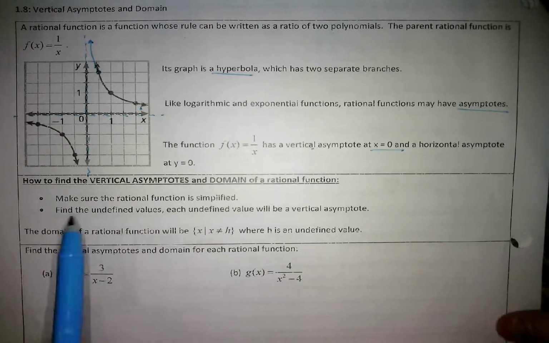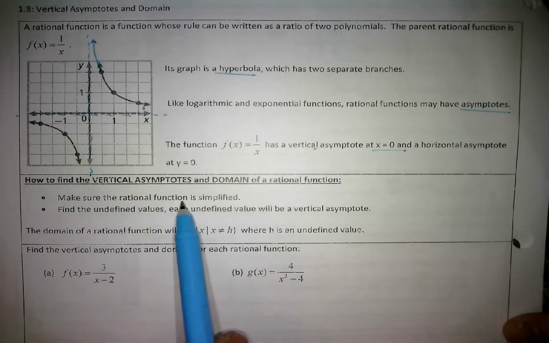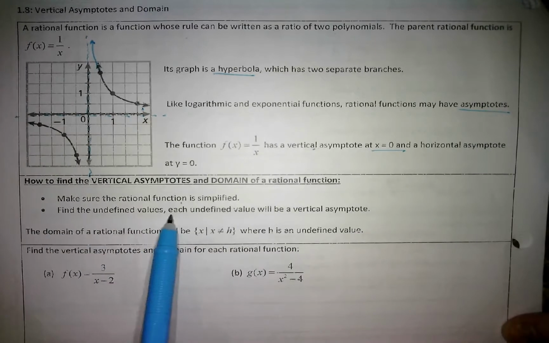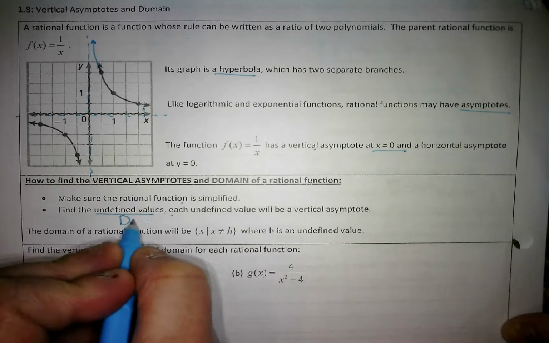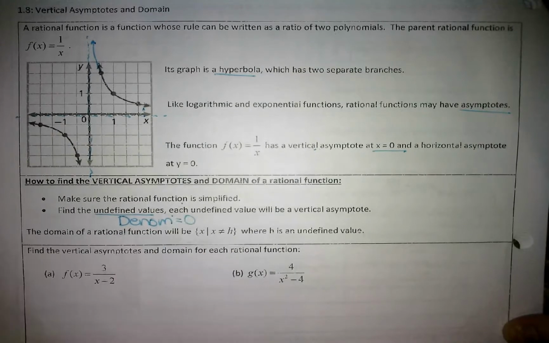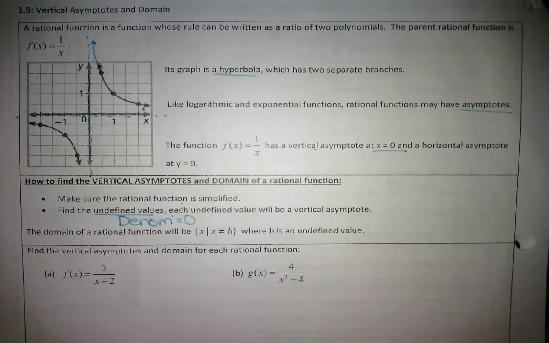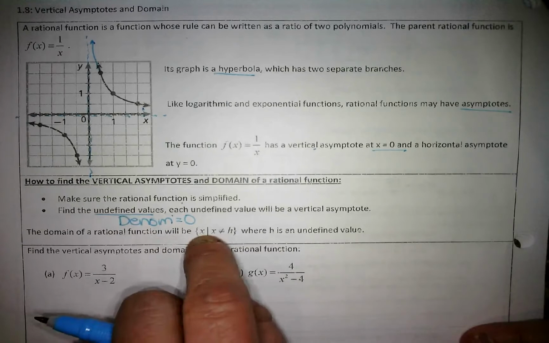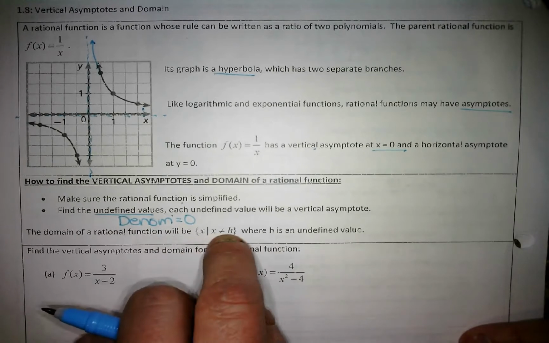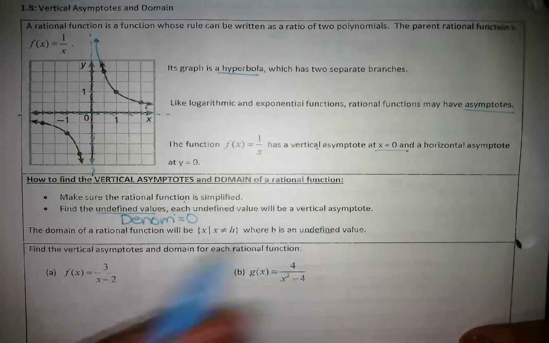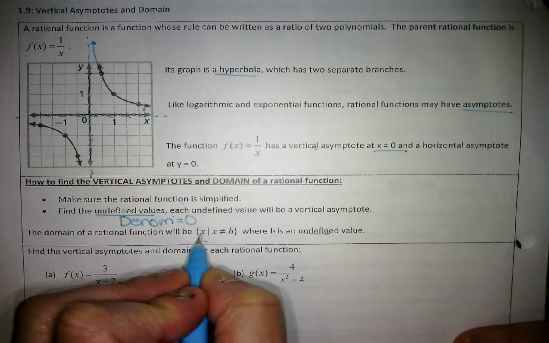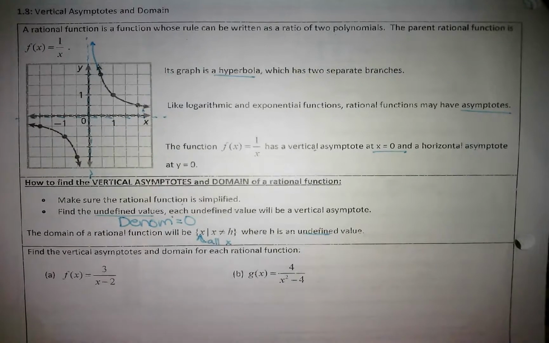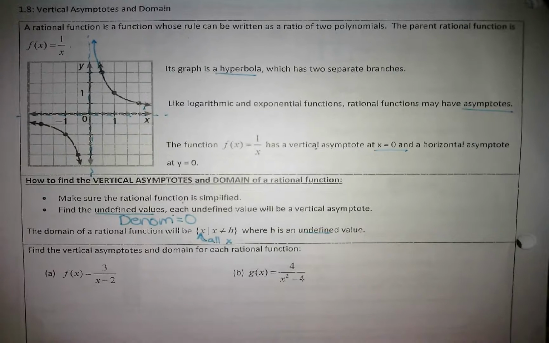Right now in 1.8 we're going to talk about vertical asymptotes and how you find those. Make sure the rational function is simplified, in other words simplified to the most simplified version, and then find the undefined values. Those undefined values, where the denominator equals 0, are all vertical asymptotes. So it can have more than one vertical asymptote. The domain will be all x's except x cannot equal h, where h is an undefined value. So this means all x's, all real numbers, except for this value right here. We're going to write it in set notation.